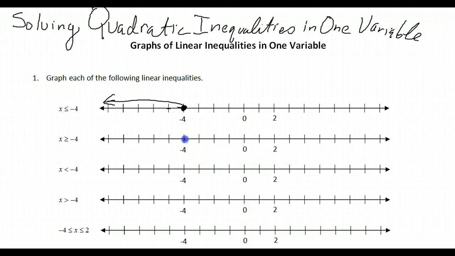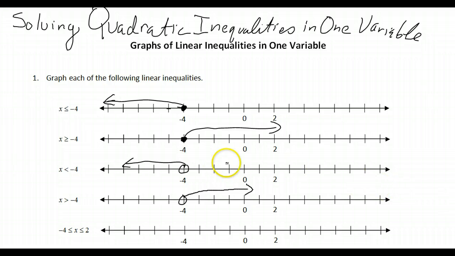X is greater than or equal to negative 4. Solid dot again indicates equal to negative 4, and then we want to be greater than, so we go to the right. X is strictly less than negative 4. Open dot. So we use an open dot to indicate that negative 4 is not part of the solution, but any value less than negative 4 is. And this one will be an open dot again on negative 4 and greater than, so we're moving to the right, larger than, numbers that are larger.